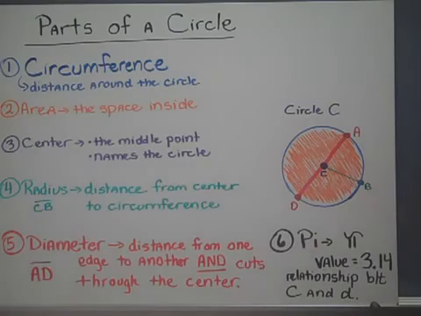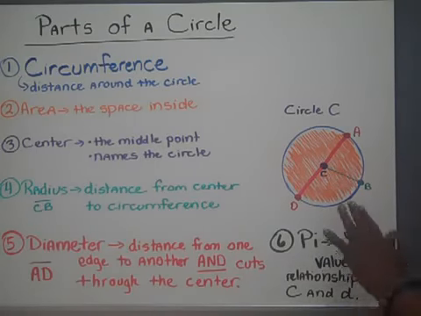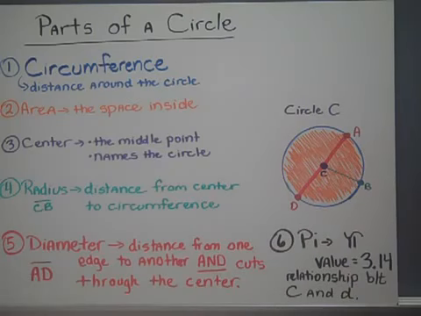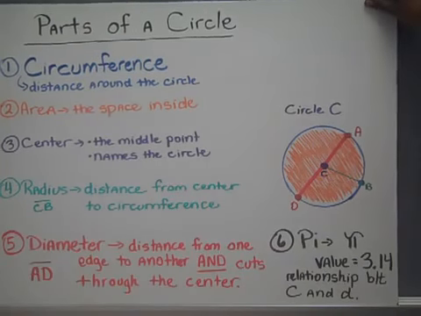And the last part is pi. Now, pi is not easily seen within the circle, but let's talk about it. Pi is represented with this symbol. The value of pi is rounded to 3.14. Basically, pi is the relationship between the circumference of the circle and the diameter.